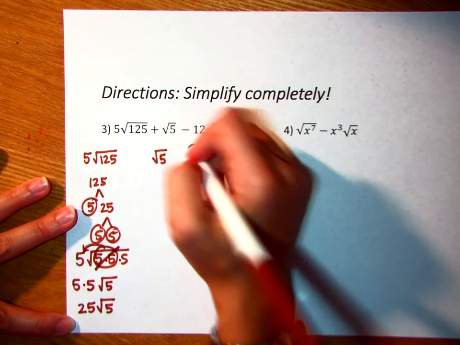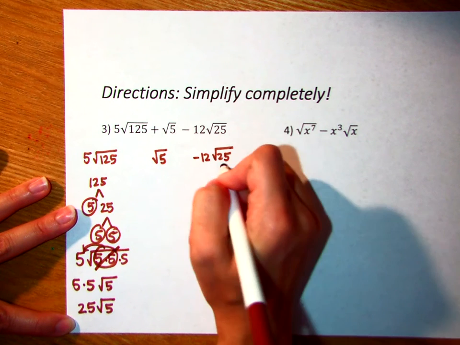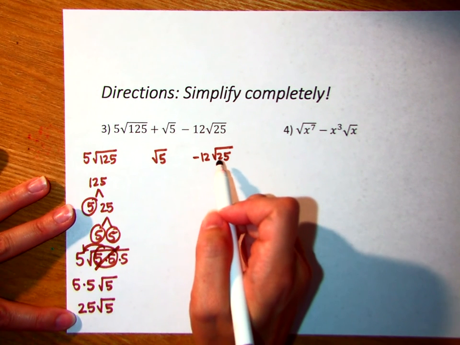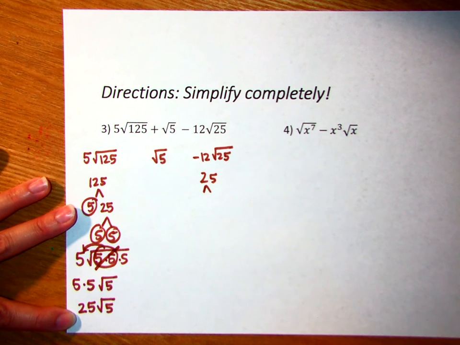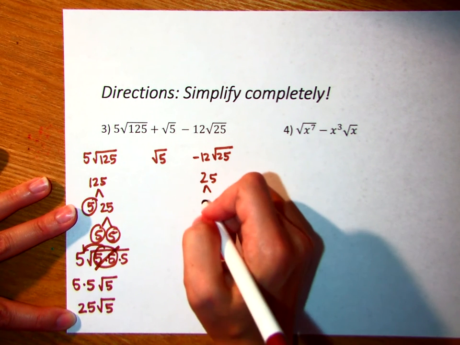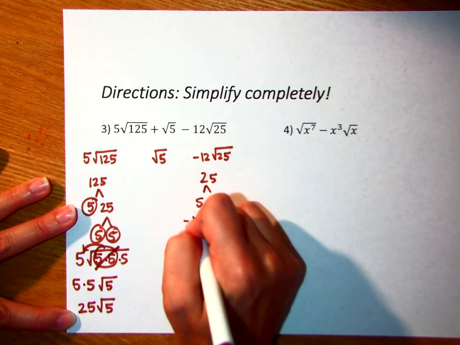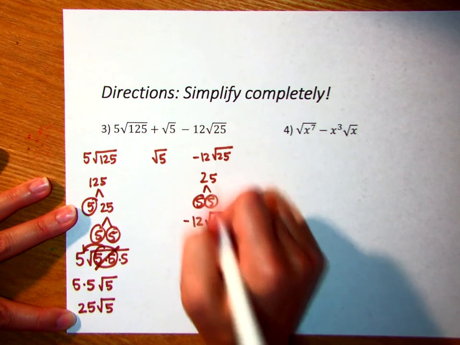Here, we can look at negative 12 square root of 25. And if you know 25 is a perfect square, that's actually equal to 5. But if you didn't see that, then you can go ahead and still do prime factorization. So 25 is equal to 5 times 5. So we have negative 12, both of those are prime. So negative 12 square root of 5 times 5.